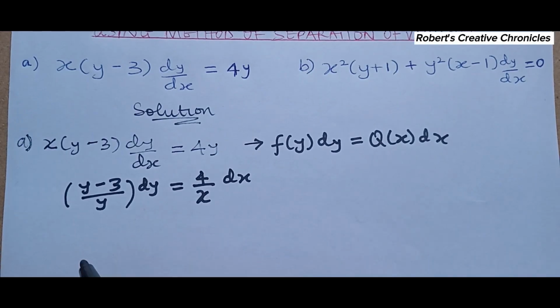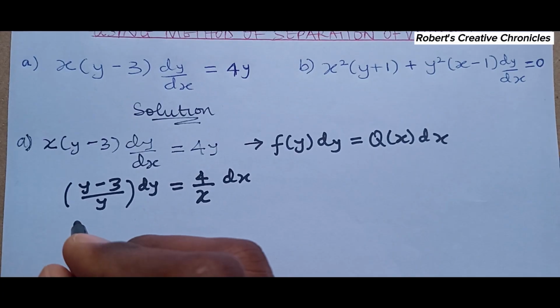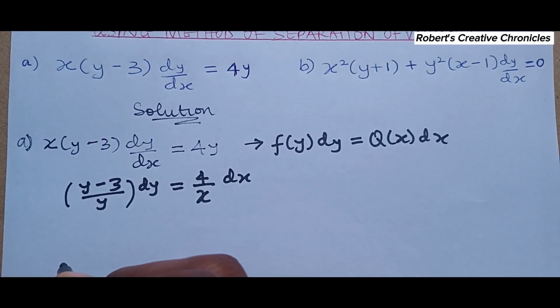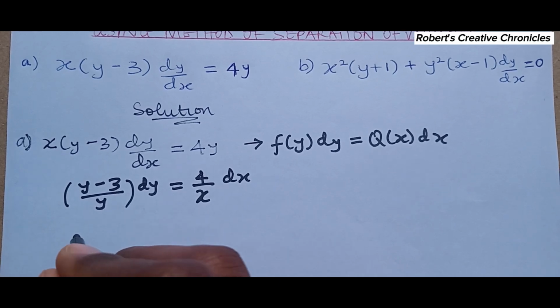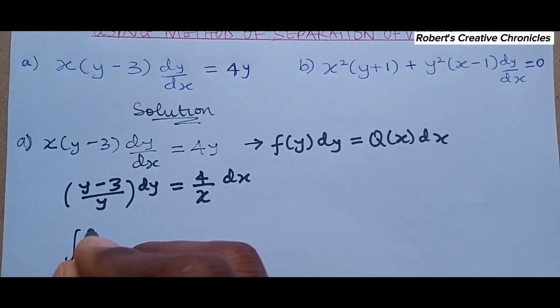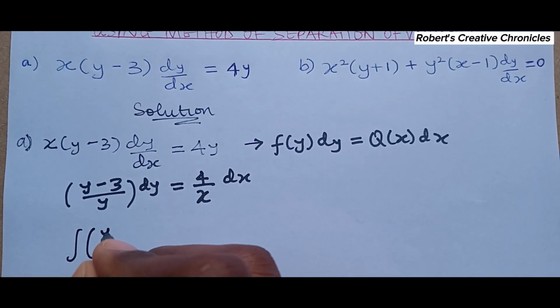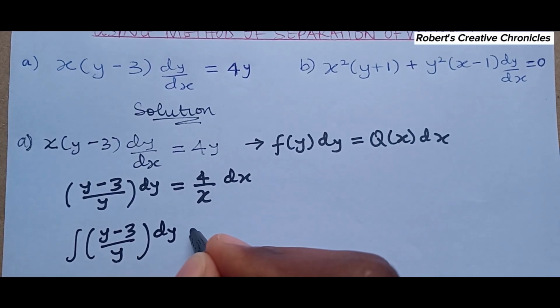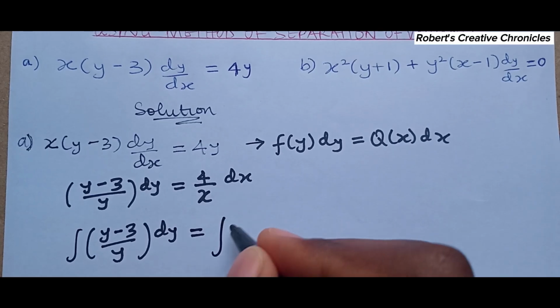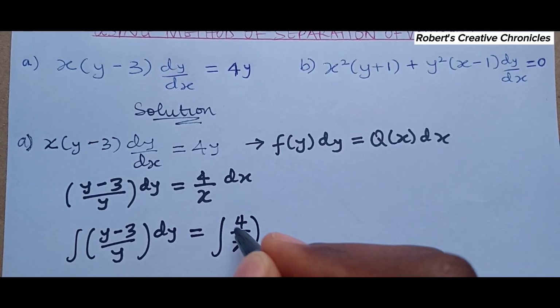Then next, we integrate both sides. We integrate both sides of this equation. Integral of what? y minus 3 over y dy equals integral of 4 over x.